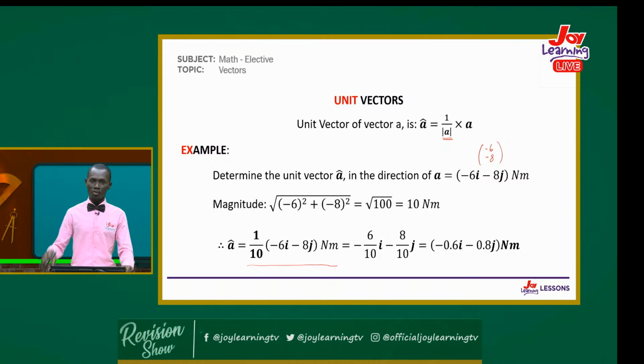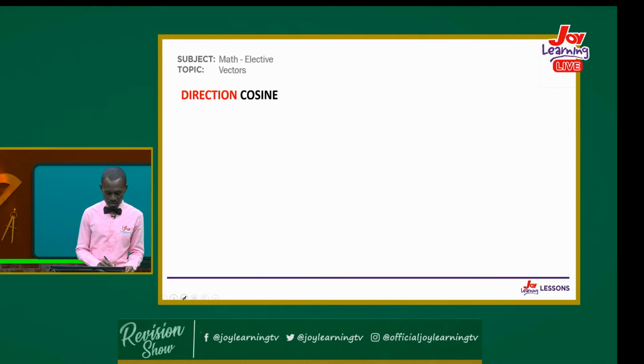You would notice if you squared negative 0.6 and added it to the square of negative 0.8 and you found the square root, your answer will be 1 Newton meter. And you can try that on your own. So it has a magnitude 1. I hope this is clear. Well, let's make some more progress.